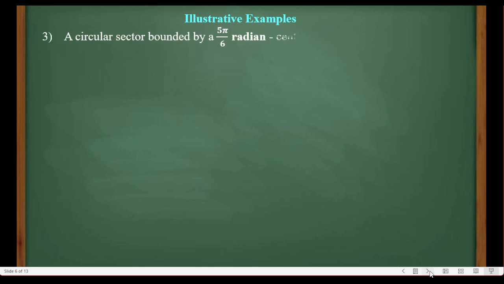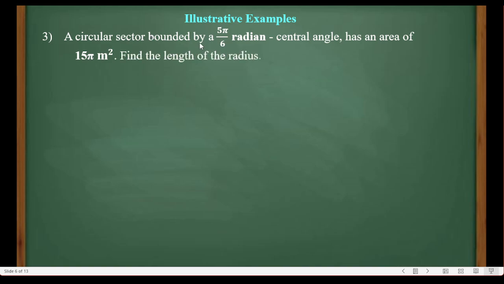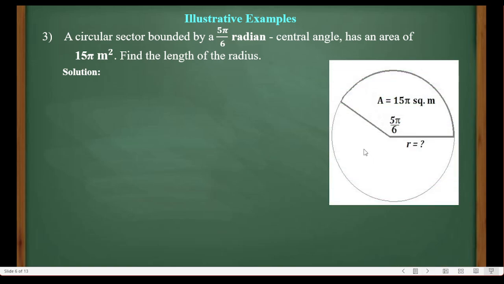Example number 3. A circular sector bounded by a 5 pi over 6 radian central angle has an area of 15 pi square meters. Find the length of the radius. Now for our solution, again, we draw the circle, labeling the unknown length of the radius as small letter r, and we also label the opening of the central angle, and that is the measure of 5 pi over 6 radian. And the area of the sector, which is 15 pi square meters.